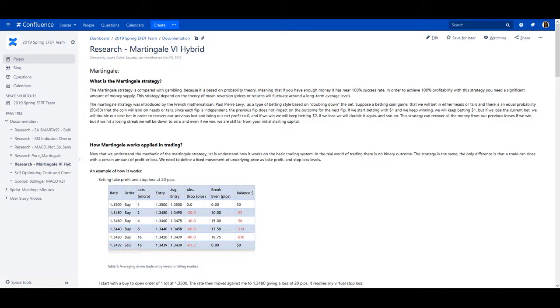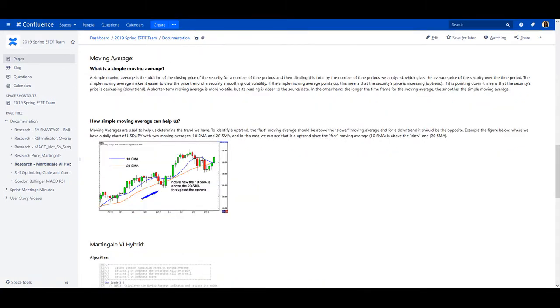As mentioned in previous videos, our Expert Advisor Martingale VI Hybrid uses two simple moving averages. Those two simple moving averages are used to determine if it's an uptrend or downtrend. If we do have an uptrend, we should place a sell order, and if we have a downtrend, we should be placing a buy order.